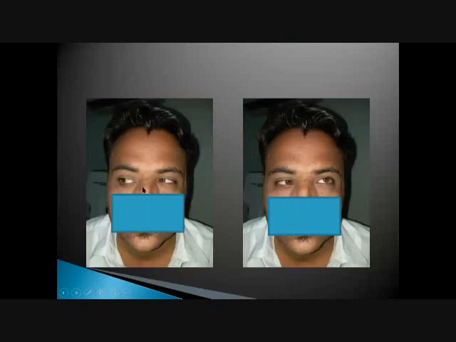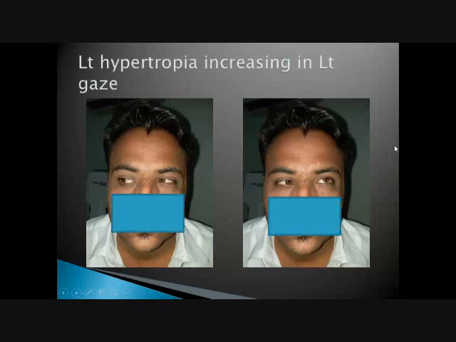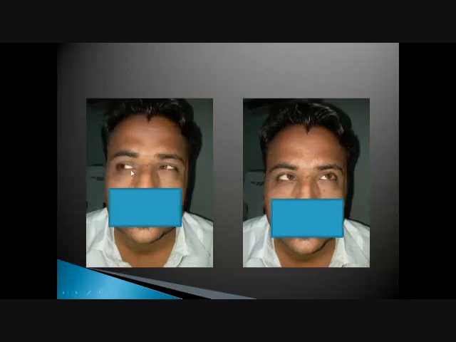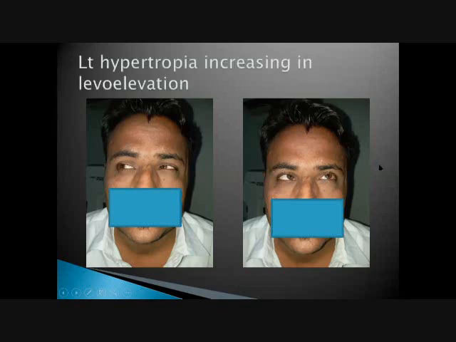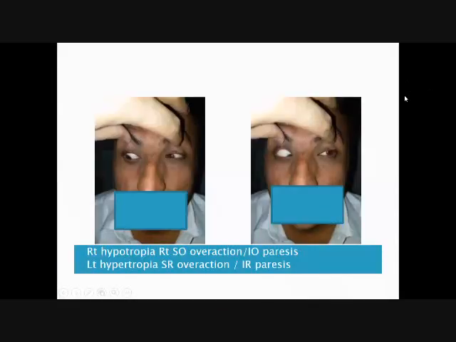Now you ask the patient to look in the right direction, and there's hardly any difference. But when you ask the patient to look in the left gaze, you can appreciate that the left eye goes up. So the left hypertropia is increasing in the left gaze. This is again in the right gaze, hardly any difference, but in levo elevation, you can appreciate the difference more. So left hypertropia increasing in levo elevation. So after checking the muscle balance, cover uncover, and alternate cover test, we go for ocular movements.